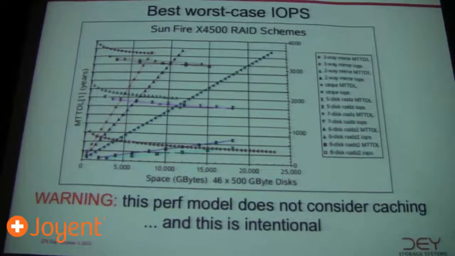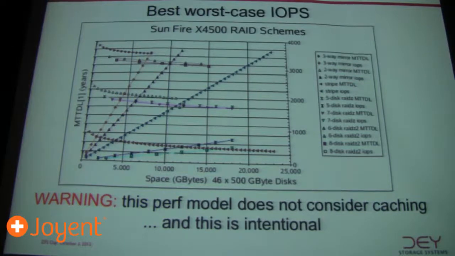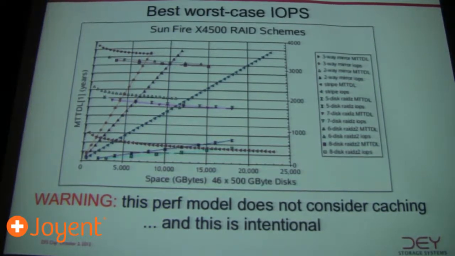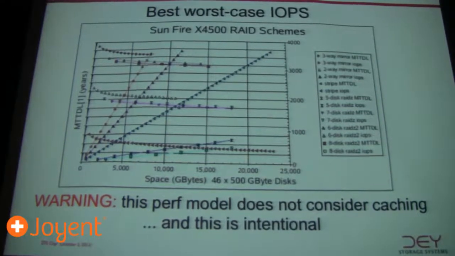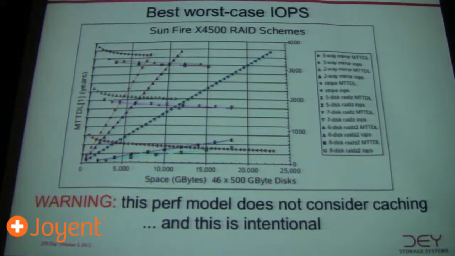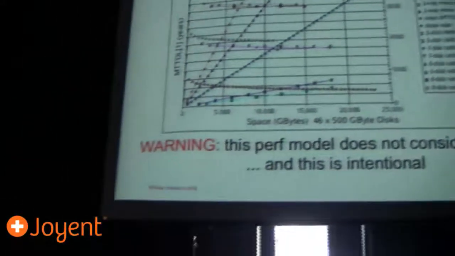And basically what you would expect is true. If I stripe everything and have no dependability, I have really good performance and lots of space. But as I add parity, I lose space, my performance goes down as well. So I'm making that 3-way trade-off. Now it's very important in this model that you do not consider caching, and this is intentional. And the reason is caching is very difficult to model. And we'll tackle that next.